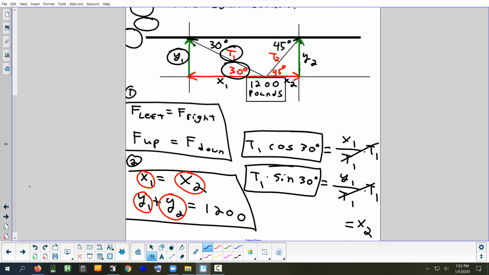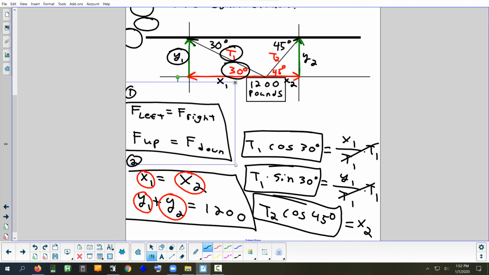It's going to be kind of like one of the boxes we have up above it. Yeah? T2 cosine 45 degrees. Exactly. T2 cosine 45. And when I'm doing a problem like this, honestly, I pretty much skip step 1. I skip step 2. I go right to the 3rd step.